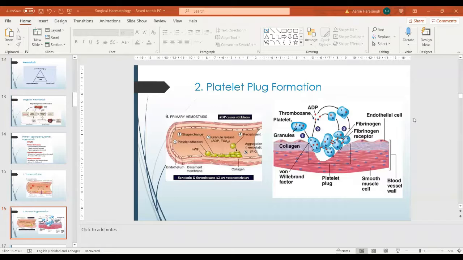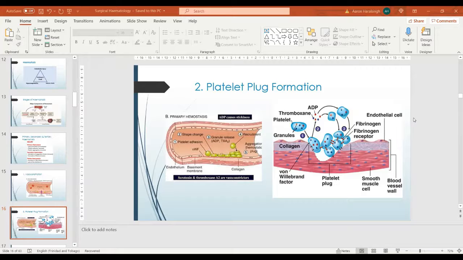So the alpha granules secrete the adhesive proteins, things like von Willebrand factor, P-selectin, fibrinogen, thrombospondin, and the platelet activating factor. They also secrete pro-inflammatory factors like platelet-derived growth factor, PDGF, as well as thromboxane A2 and CD114. They also secrete prothrombotic factors like factor 5 and factor 11.